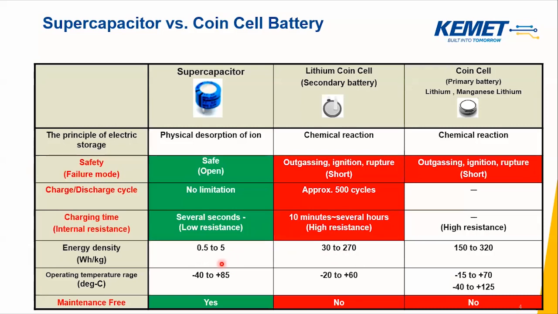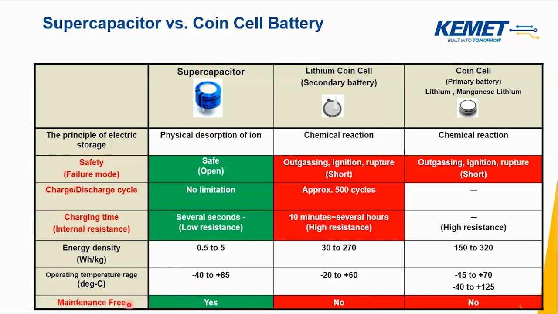But lithium coin cells have a high energy density, while supercapacitors have a high power density. I mean that you can get so much energy in a very short time. But lithium coin cells can store more energy inside compared to the supercaps. Regarding the operational temperature, supercaps can operate from -40 to 85 degrees, but for lithium coin cells, it's more limited, from -20 to 60 degrees.